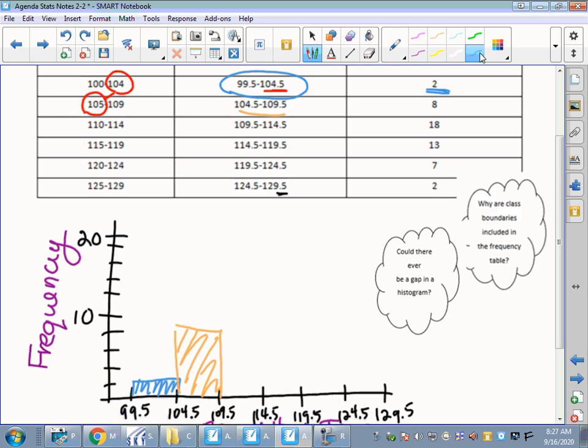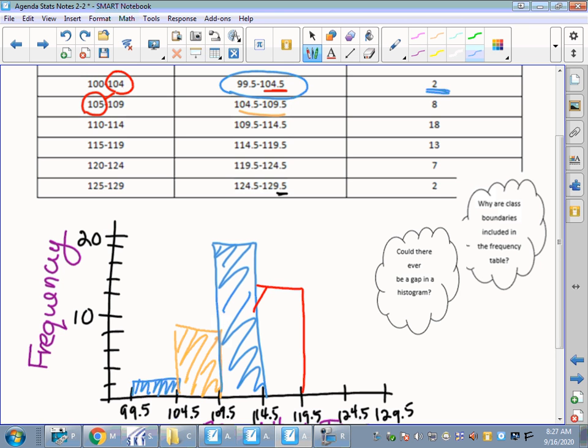So go ahead, keep filling in your bars. Next one is a 13. I'm eyeballing this. Feel free to use graph paper or grid paper if you want to. I know some people don't like their bars to be quite so sloppy. Next one is a 7. 2, 4, 6, 7, so right about here.